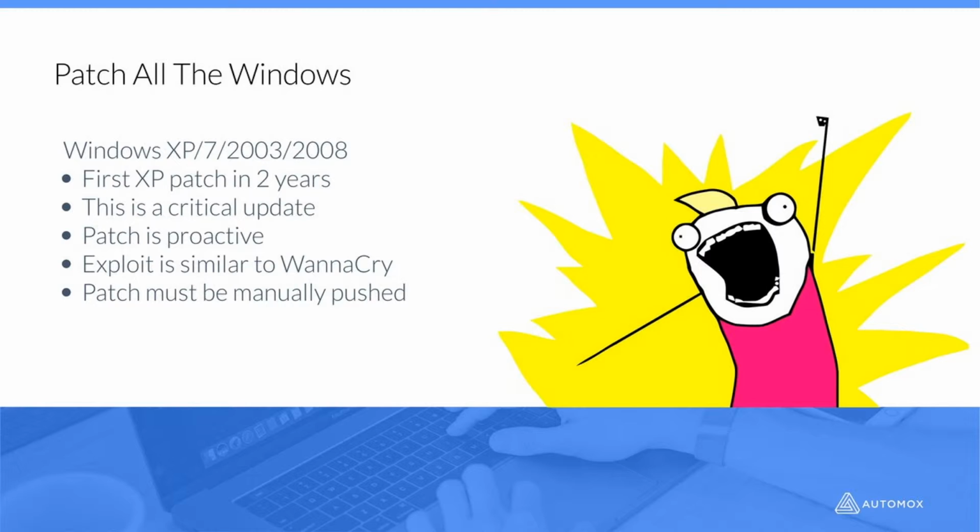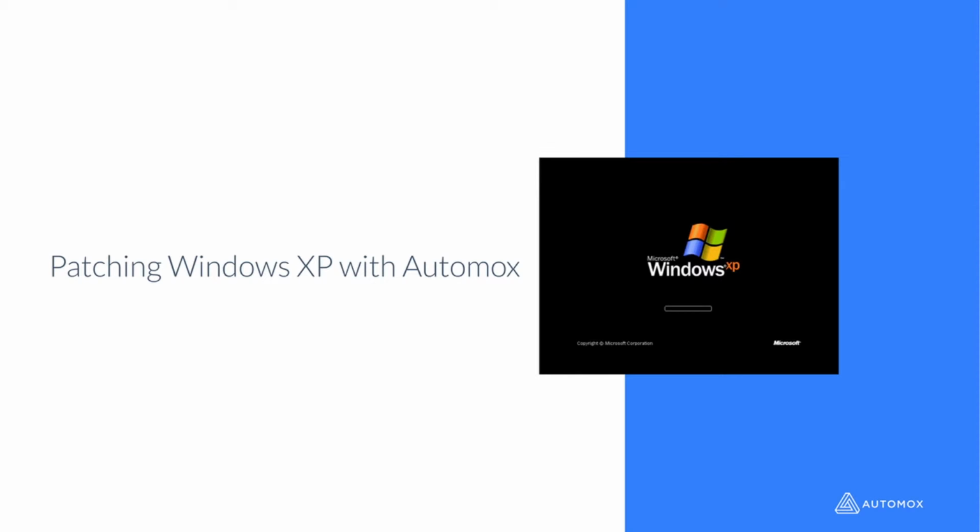This patch is proactive, as we just said. And the bad news is, for the most part, it needs to be pushed manually. Windows Update is no longer supported on XP, but the reason I have Rich here with us today is we have a workaround. We're going to go over that. So what I'm going to do is pass it over to Rich. We're going to teach you how to patch Windows XP with AutoMux.